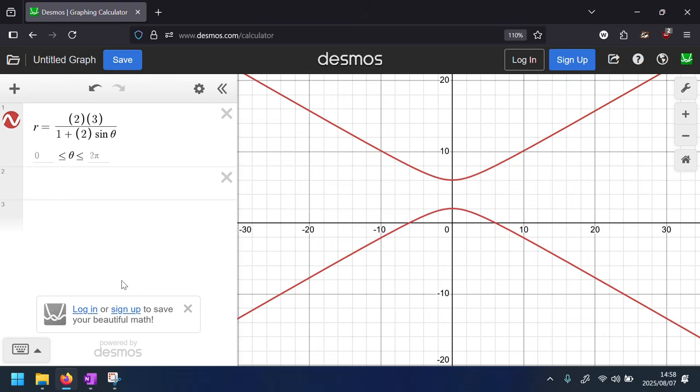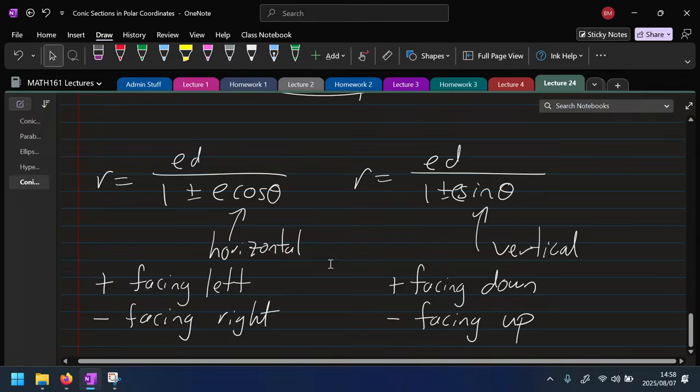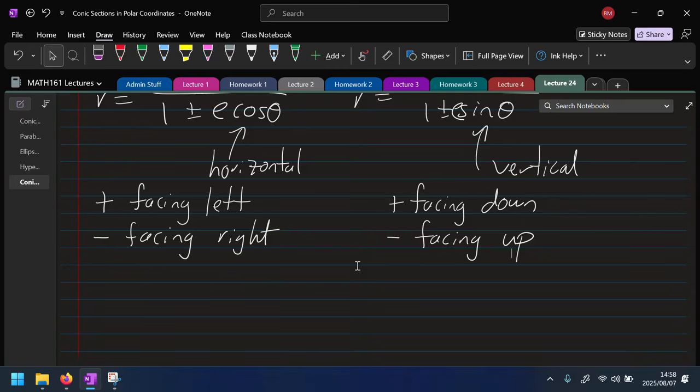Then the last bit of the tutorial, we'll cover this. Okay, so there are different values of E and D you can choose, and then you need to figure out what shape it will be. And again, if we change this to cos, it goes left and right now. So do that last bit of the tutorial. That will help you identify what shape it will be.